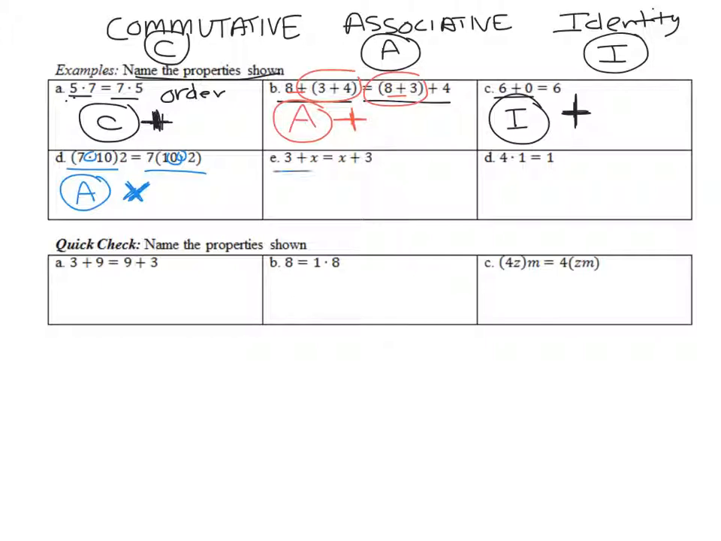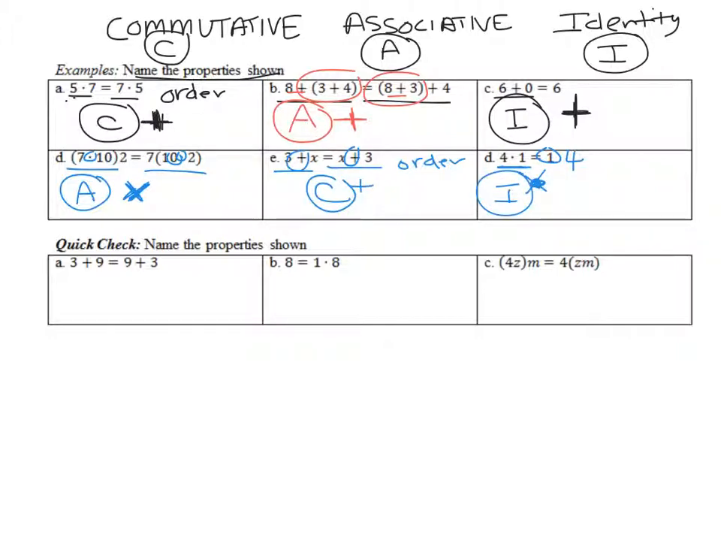E. How is the left-hand side different than the right-hand side? Looks like I'm changing the order again. So when you change the order, it's called the commutative property. And then I have plus signs, so it's addition. And then this one, I'm multiplying by 1. Ooh, this should actually say 4. 4 times 1 is 4. So this is going to be the identity property of multiplication, because I'm multiplying.